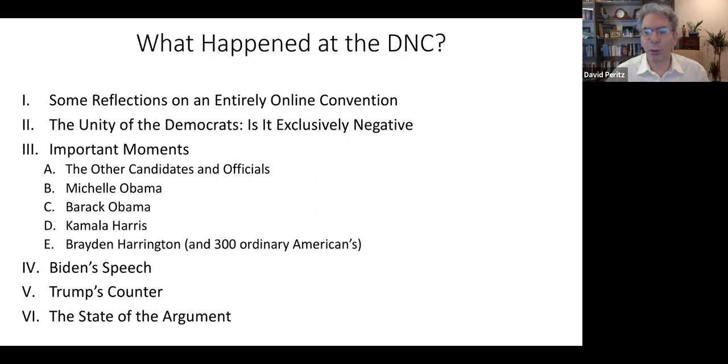But I also want to suggest that there is a positive element to the unity, and that is support for Joseph Biden. And so there was the moment last night where you had many of the rivals to Joe Biden from the nominating process having a conversation with each other, making it clear that they all are enthusiastic in their support for Joe Biden.